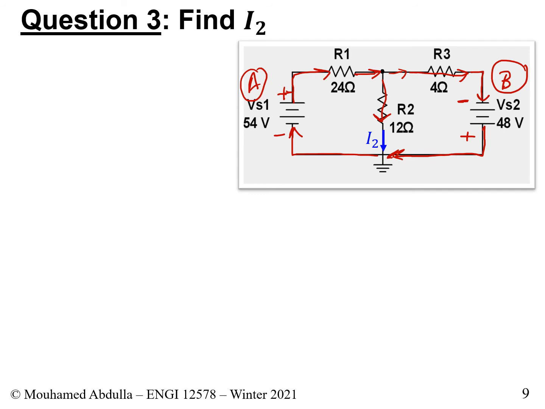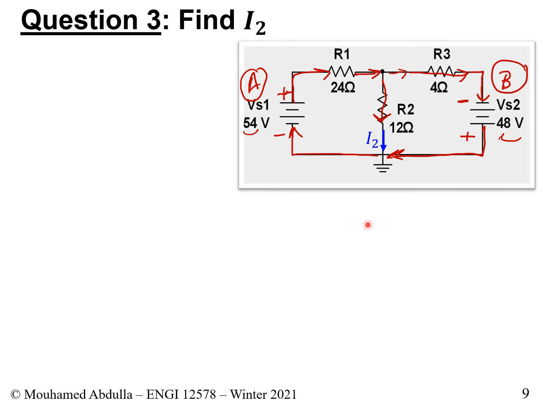So now that we have a sense of the direction of I2, we expect it to be flowing downward. Although we cannot say fully that this is the case because the values will play a role, but this is in general how we expect the current I2 to be flowing downward. The analysis will lead us to whether this is correct or not. So now let's analyze circuit A.